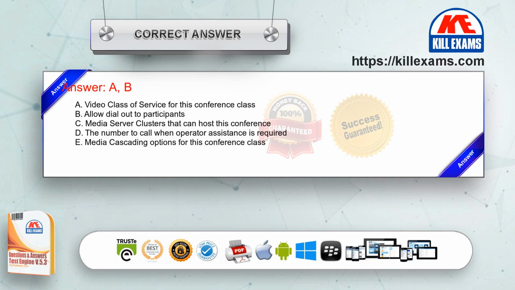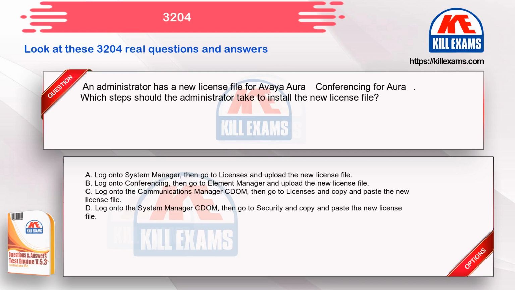The correct answer is option A, B. An administrator has a new license file for Avaya Aura Conferencing. Which steps should the administrator take to install the new license file?